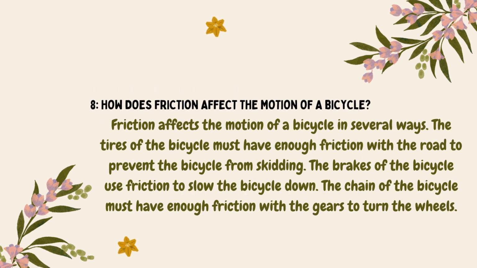8. How does friction affect the motion of a bicycle? Friction affects the motion of a bicycle in several ways. The tires of the bicycle must have enough friction with the road to prevent the bicycle from skidding. The brakes of the bicycle use friction to slow the bicycle down. The chain of the bicycle must have enough friction with the gears to turn the wheels.